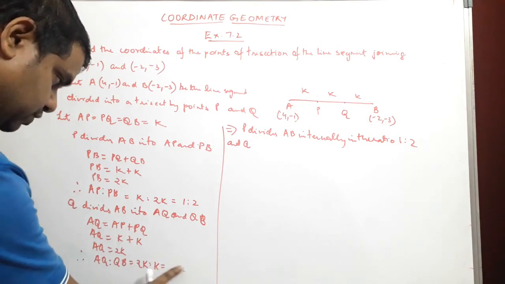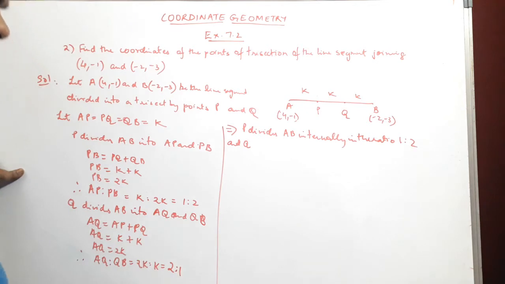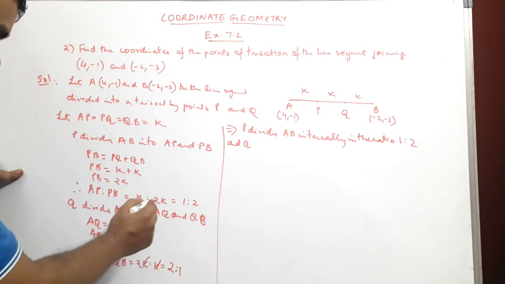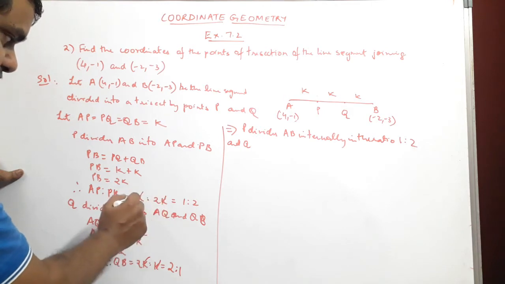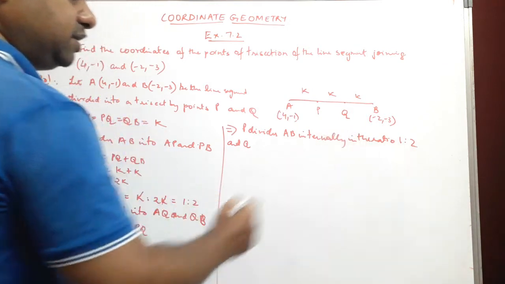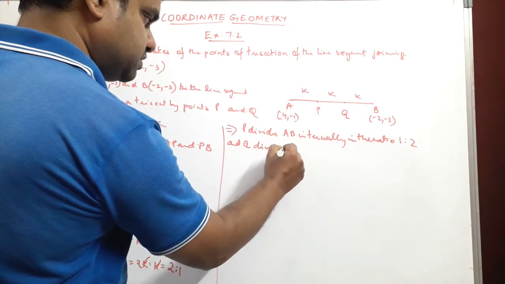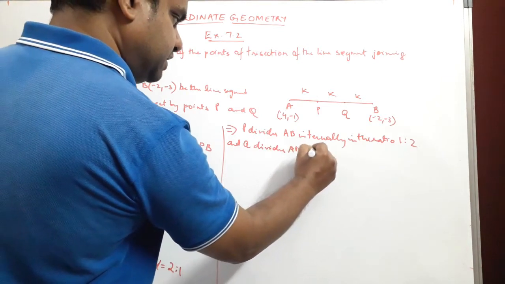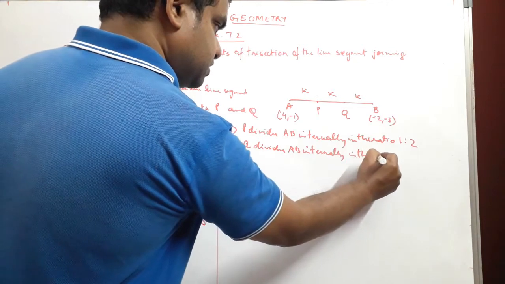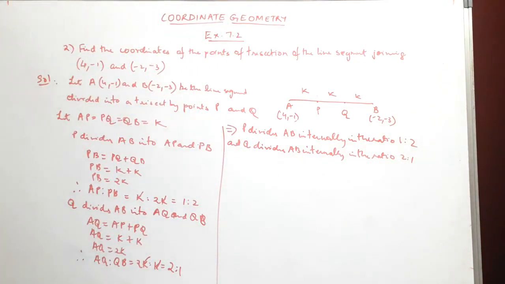This is 2 is to 1, not 1 is to 2. 2 is to 1 because it is 2K is to K. So K and K cancel. If you were wondering how you get 2 is to 1, here also K and K cancel. We are left with 1 is to 2. So P divides AB internally in the ratio 1 is to 2, and Q divides AB internally in the ratio 2 is to 1.